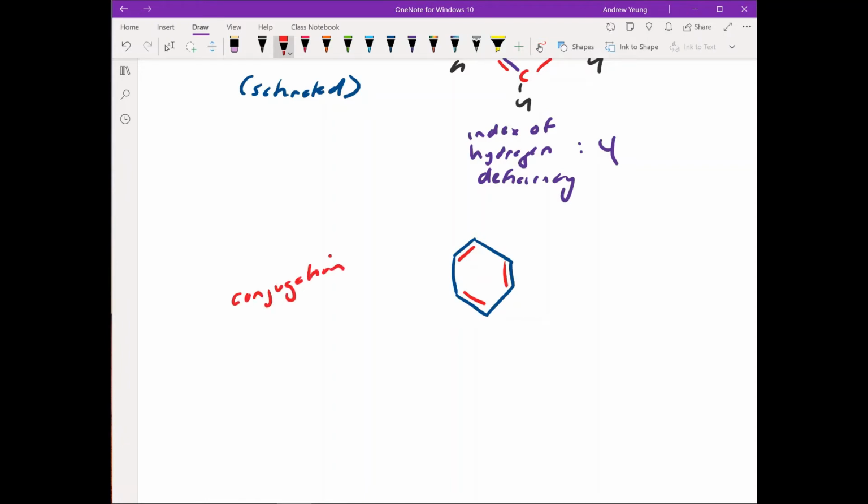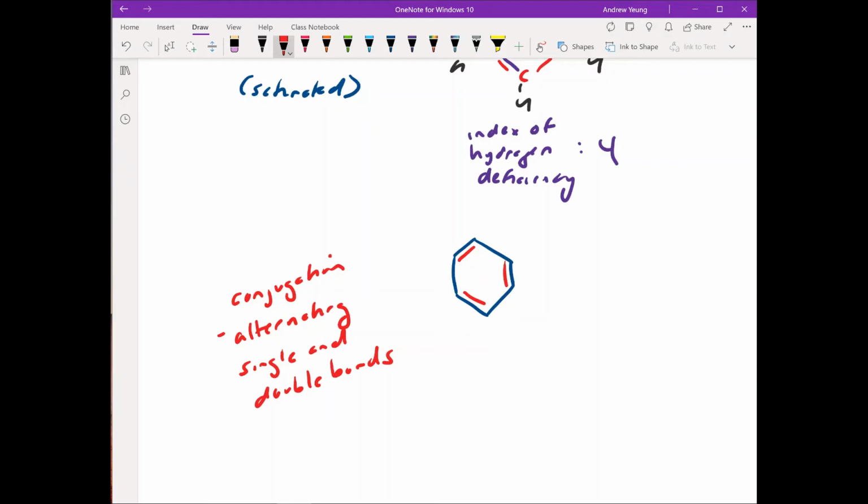Just getting used to some of the terminology here. Conjugation is this notion of having alternating single and double bonds. That makes this benzene very, very stable. So if you go on in chemistry and start learning some of the reactions of alkenes, even though this one is like an alkene, with 3 spots that are double bonds, because it has this conjugation, this extra stability, it doesn't behave in the same way that other alkenes do.